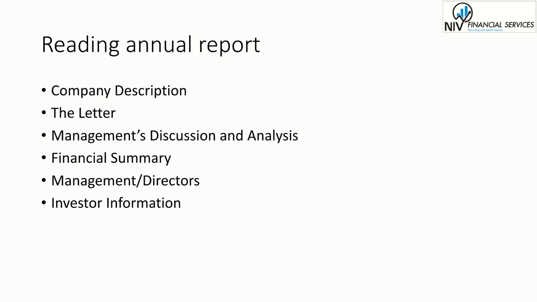Fourth one is financial summary. Most companies will include a 2 or 5 year summary of financial data: sales, income, dividends paid, shareholders' equity, number of employees and many other balance sheet items are included in this summary. This section summarizes key data from the statement of income, financial position and cash flow for a number of years.